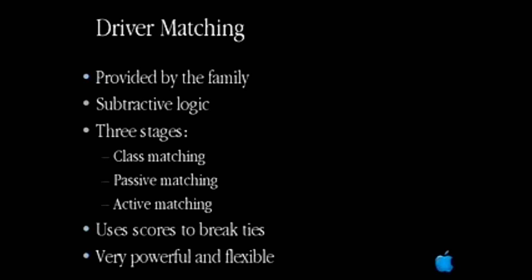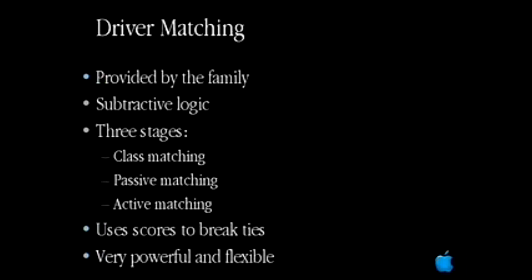So I've talked about families and drivers, which are sort of static elements, what goes where. Let me talk a little bit more about the dynamic aspects of IOKit. When do things happen? Driver matching is really at the heart of our plug and play and our hot swap story. And in general, matching is provided by the family. The bulk of the matching is provided there.